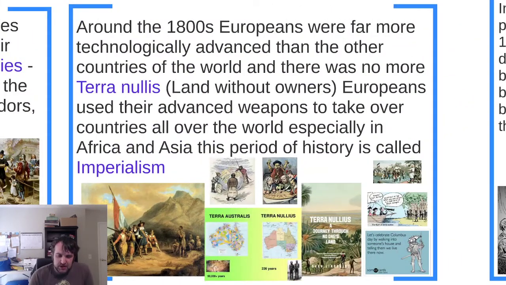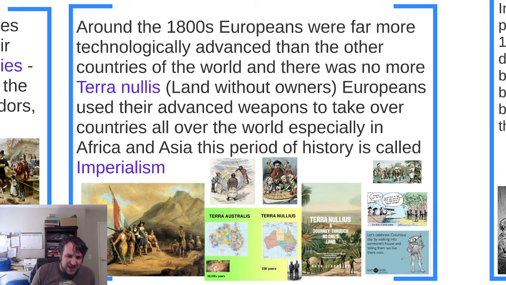Okay, so around the 1800s, Europeans were far more technologically advanced than just about every other country in the world. Europeans had fancy cannons, fancy iron ships, they had machine guns, and all these other cultures in Africa and Asia, they were still in like medieval times with bows and arrows and lances and swords. So Europeans kind of got together and they said, hey, there's no more quote-unquote empty land around the world. There's no more of this terra nullius where we can found new cities and bring in our civilians.